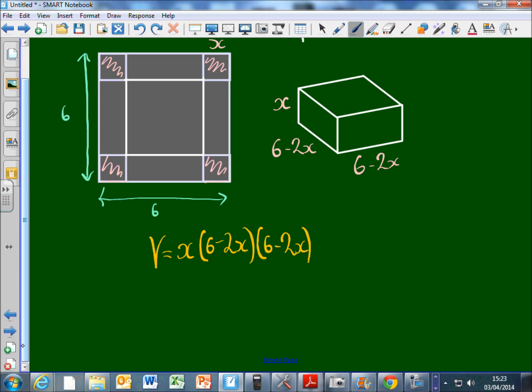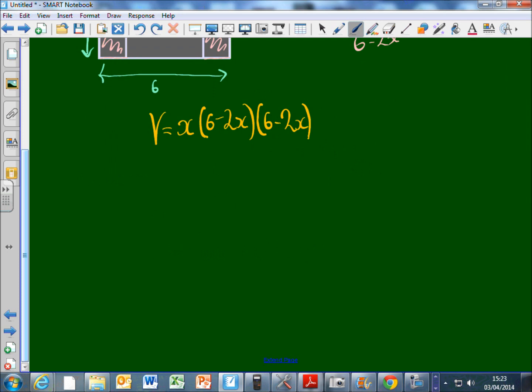Is this going to be a C1 sort of question or a C2 sort of question? It's going to be C1. Why is that? When I multiply this out, I'm just going to get squares and cubes. There's not going to be any fractional indexes. Right, so let's see if we can multiply it out. Shall we multiply these two brackets out first, the 6 minus 2x and the 6 minus 2x?